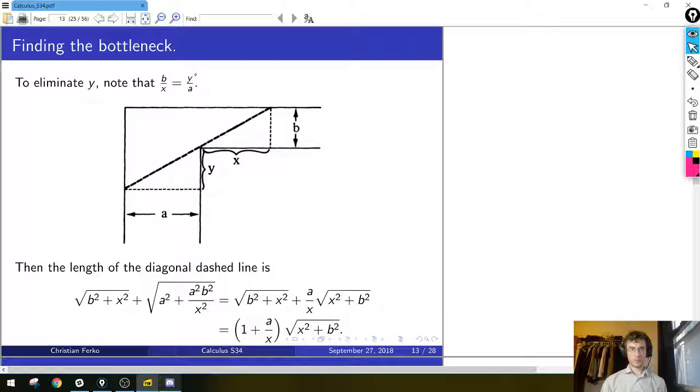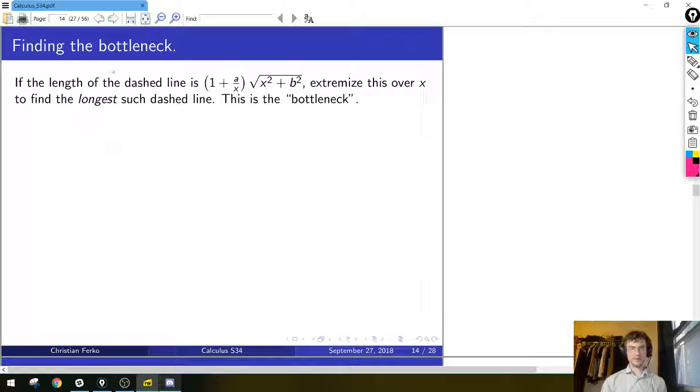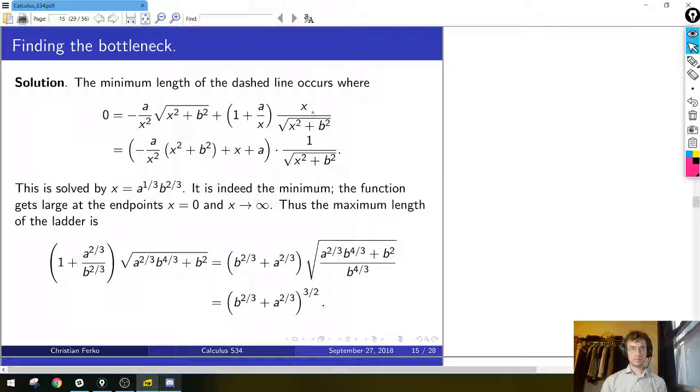Then we eliminated a variable using some trigonometry, that b over x is y over a. And then we had to do some calculus, so we took some derivatives and found the minimum. As we correctly found, the minimum for x was a to the 1/3, b to the 2/3, and then you have to plug that back into the formula for the length of the ladder to get the smallest ladder that could fit through the hallway. And it gave us this nice formula, these nice powers that cancel perfectly to give us units of length, meters.